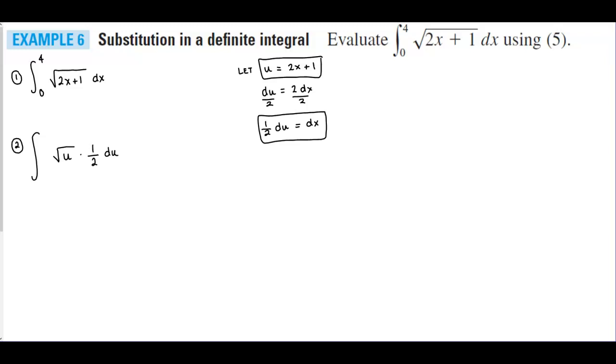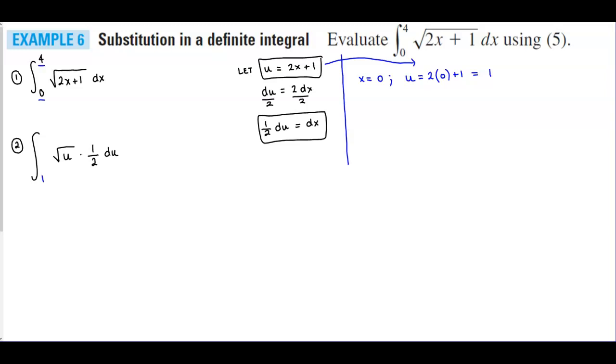Okay, so now we also need to take into consideration what's happening with our upper and lower limits. If we look at our lower limit that's given, we know that x is equal to 0. And so we substitute that in, because u is going to equal 2 times whatever x is, which is 0, and then plus 1. So this becomes 0 plus 1, which is 1. So now our lower limit becomes 1, and we have to do this every time we find a definite integral with upper and lower limits for this substitution.